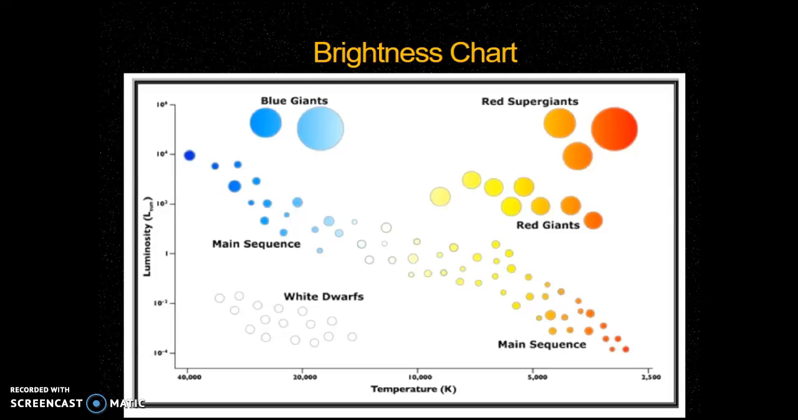There is a brightness chart which has the luminosity on the left hand side, and from bottom to top it gets brighter. So at the bottom it's dim, and the higher you go up it's brighter, and the temperature goes from left being the hottest to the right being the coldest in terms of stars.